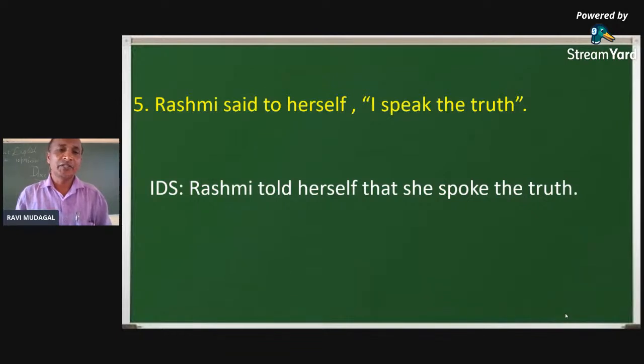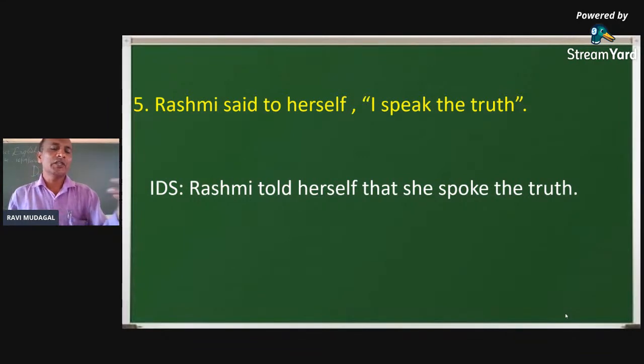This is reported speech. The reported speech is in simple present. When we know that the reported speech is in simple present, while changing direct into indirect speech, the simple present is changed to simple past. Rashmi told herself that she spoke the truth. "Speak" is changed to "spoke." "I" is changed to "she." Here "I" belongs to herself.